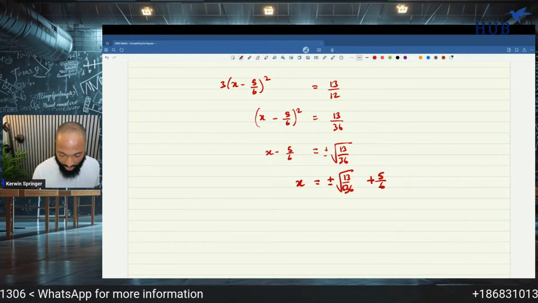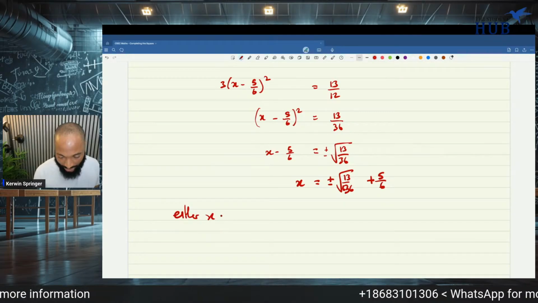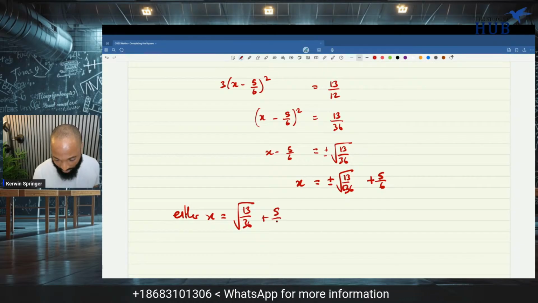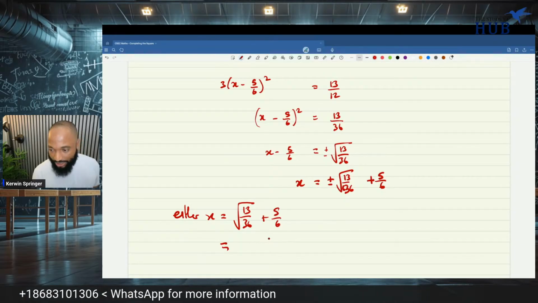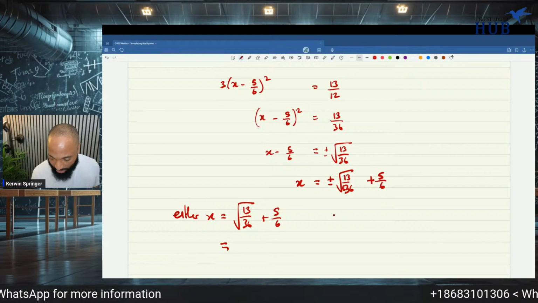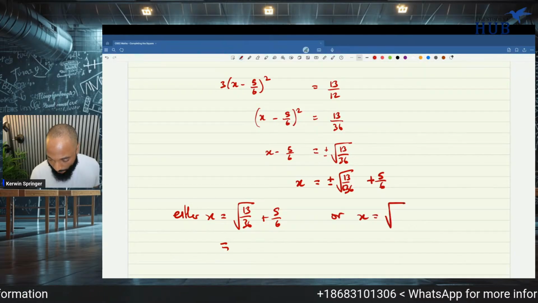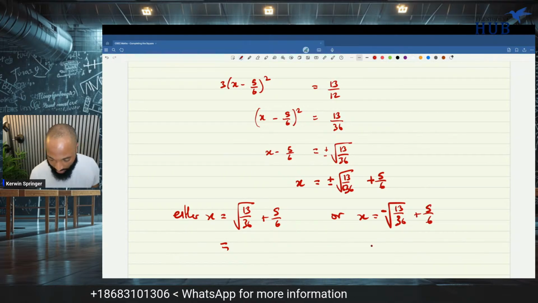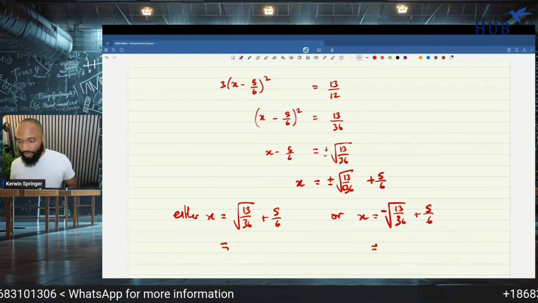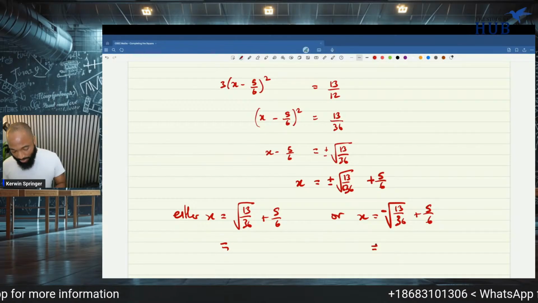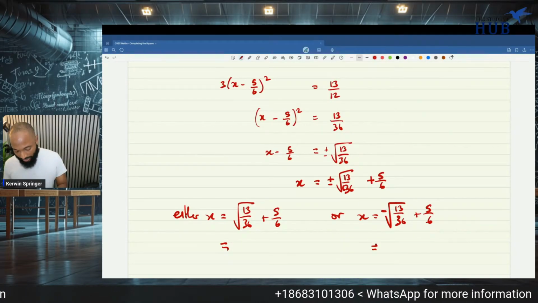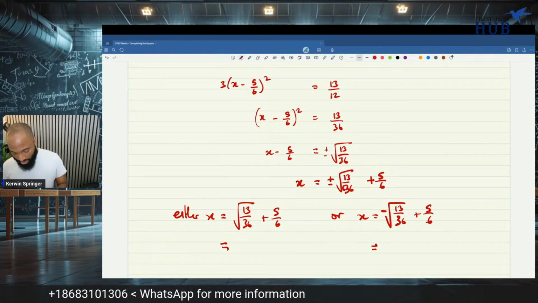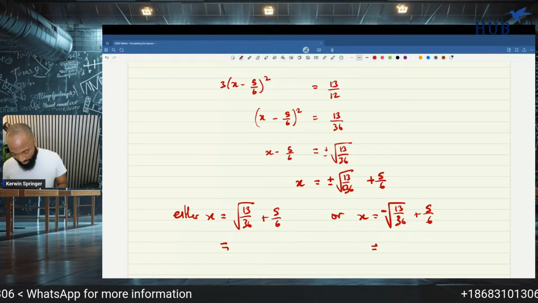plus 5 over 6. So either x gets to be positive 13 over 36 plus 5 over 6 after you get the square root. Somebody tell me that answer. I think Victory already string out some answer. Or x is equal to 13 over 36 negative that plus the 5 over 6. So, yes, that is directly punched into your calculator. 13 over 36. During the crash course, I was showing my class how to punch in that into your calculator. 5 over 6.